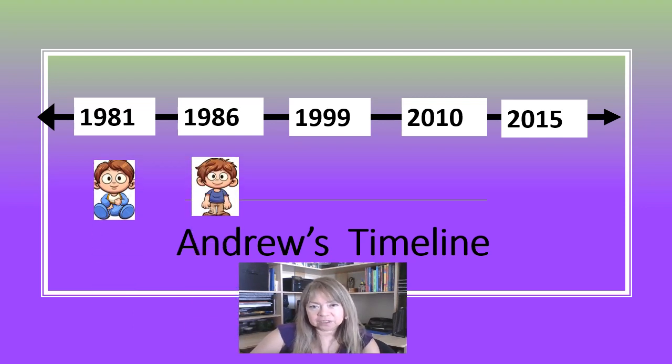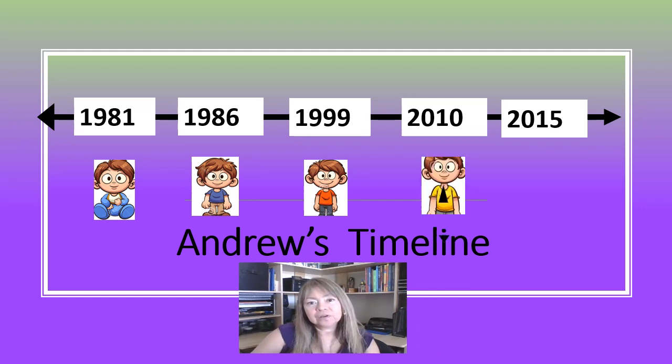Then, after 5 years, he went to kindergarten. Then, he finished high school and went to college. Later, he finished law school. And finally, he got married. This is the way that Andrew's timeline looks, with the days on it and the pictures related each one with a specific date.